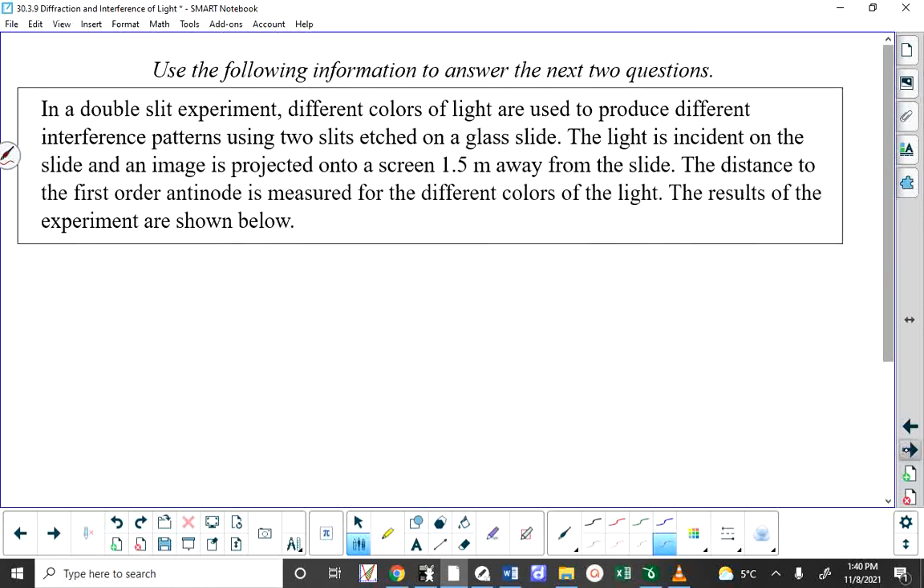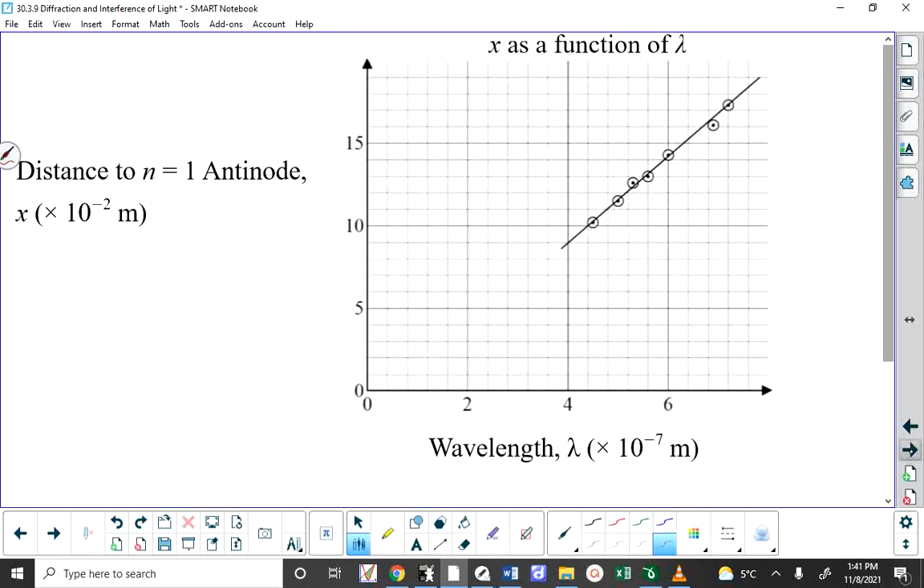Right. So in a double slit experiment, different colors of light are used to produce different interference patterns using two slits on a glass slide. So what does this mean? It means you shine the red laser light through the double slits, you make an observation, you repeat it with different colors. We always use L is 1.5 meters and X is measured. And this is X for N equals 1. And it's a graphical analysis. When you plot the wavelength on the x-axis, which is the manipulated variable, and you plot the distance to the N equals 1 antinode, which is called X, on the y-axis, you get that line.